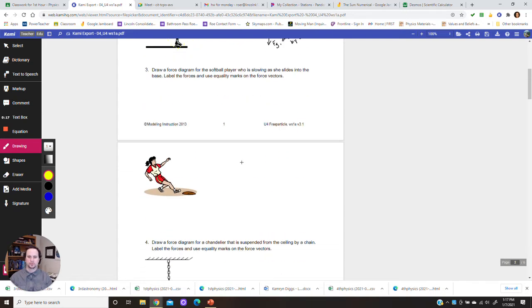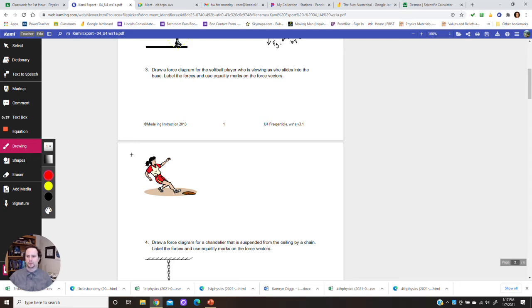Softball player who's slowly sliding into the base. Label and use equality marks on the force vectors. I'm going to walk through this one very slowly, and then I'm going to go through the other answers pretty quick. This one I'm going to draw live here, and then for the other ones I'm going to pause the video and recording, and we'll get them drawn in.